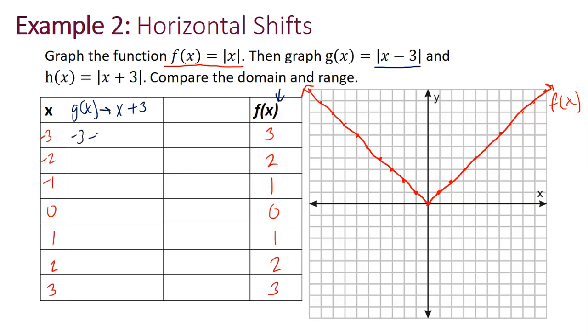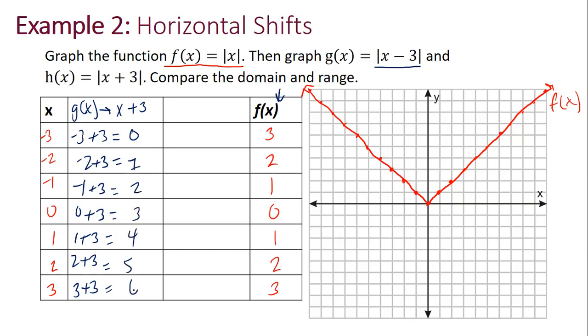So we have -3 plus 3, -2 plus 3, -1 plus 3, 0 plus 3, 1 plus 3, 2 plus 3, and 3 plus 3. All right, don't go too fast now. At this point, I'm just adding. Okay, so -3 plus 3 is 0. -2 plus 3 is 1. And then we're at 2, 3, 4, 5, and 6.